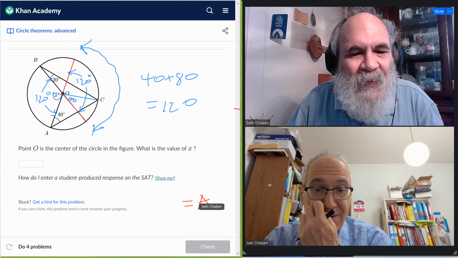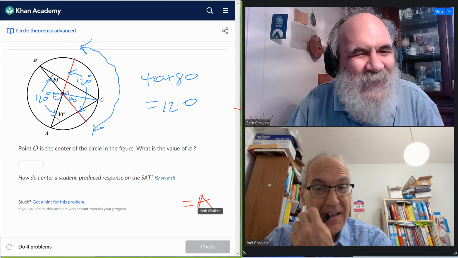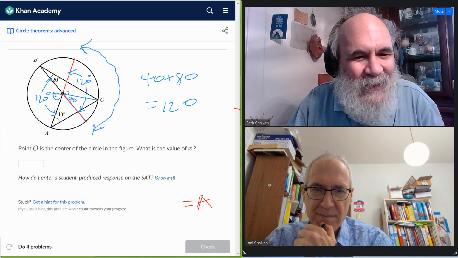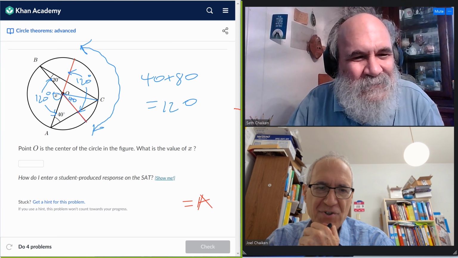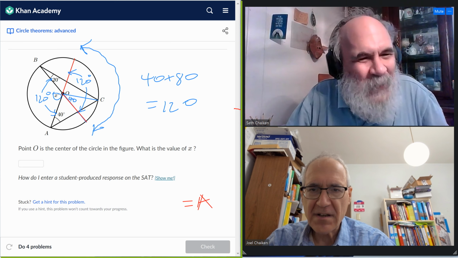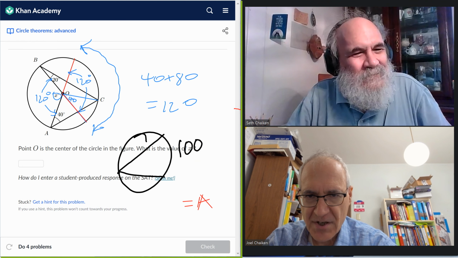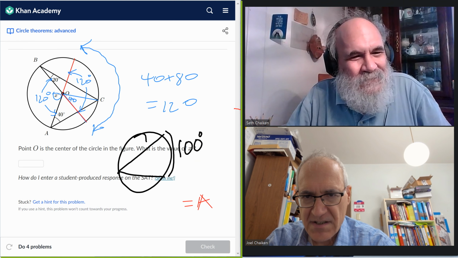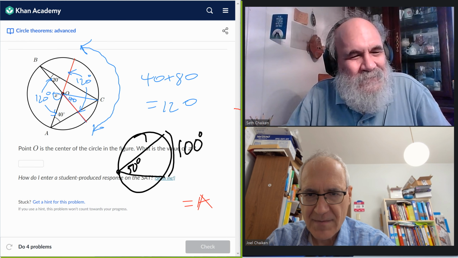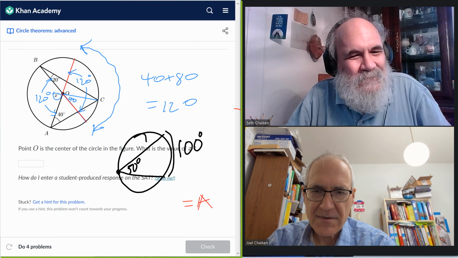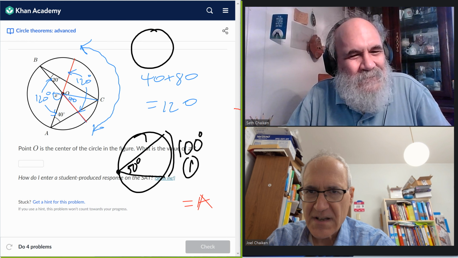But you had to use 3 geometry theorems here, 3 geometric relations. One, in a circle, if the intercepted arc is 100 degrees, it is double the inscribed angle. This is called the inscribed angle, the angle on an edge of the circle. This is one theorem.